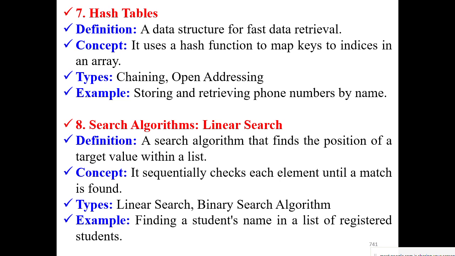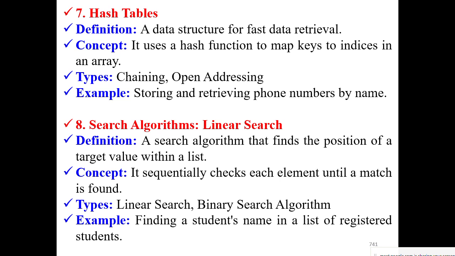Then searching means we are searching for an element in a database by using linear search and binary search. A searching algorithm that finds the position of a target value within a list is called linear search. We are searching elements in a linear fashion. That's why the time complexity of linear search is order of n. The concept is it sequentially checks each element until a match is found. Types are linear search, binary search, and Fibonacci search.